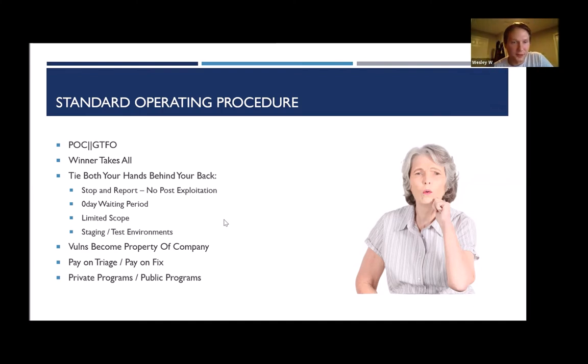All right, I think I'll finish off this slide. So the last 2 points, pay on triage versus pay on fix. Triage is a bug bounty term. It means I, the researcher, send in a vulnerability to HackerOne in a GE website.